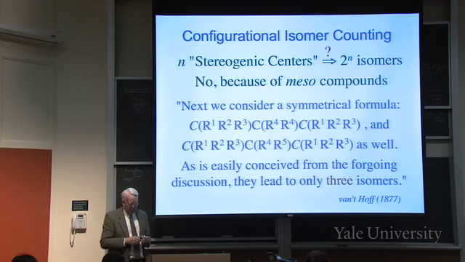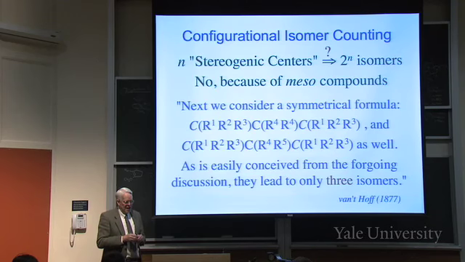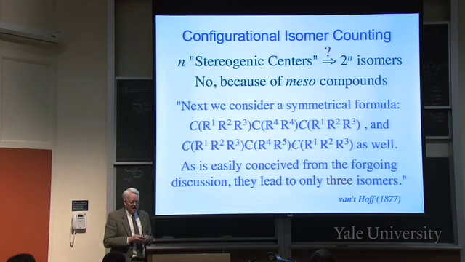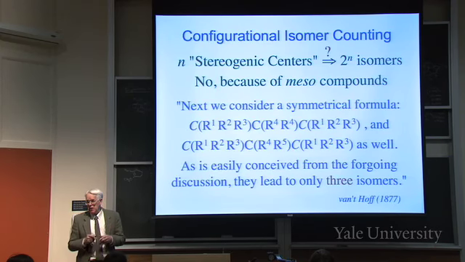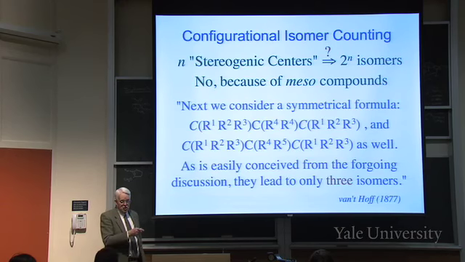and we'll illustrate that with a quote from Van Hoff's brochure in 1877 where he said, "Next we consider a symmetrical formula where the first carbon has 1, 2, 3, the next one has 2 4s, and the last one has 1, 2, 3, different substituents, and also the one where the 2 in the middle are different, 4 and 5 on the middle carbon. As is easily conceived from the foregoing discussion, they lead to only 3 isomers because you have this possibility of meso," okay, that we just were talking about. Although this is with 3 centers possibly in the second one.